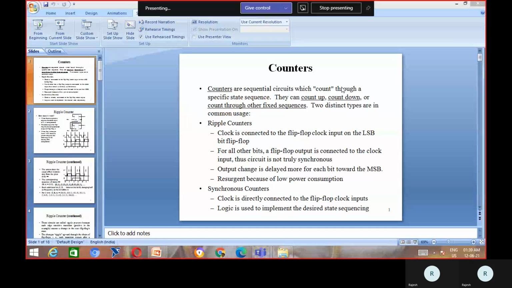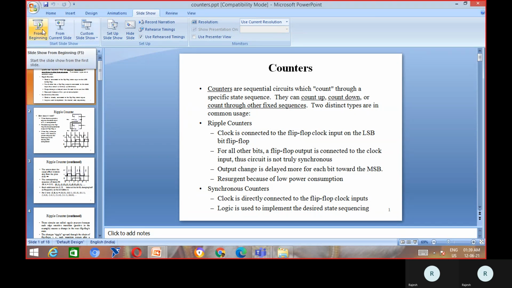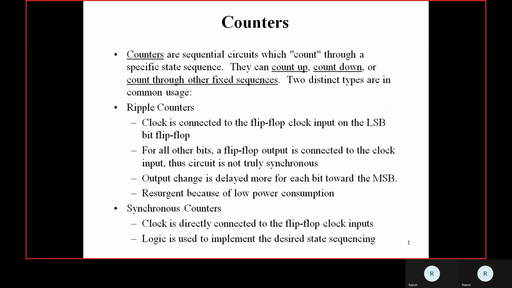We have come across so many subsystems, combinational circuits and sequential circuits. In this class, we are to go for designing of counters. So first we'll start with counters. We'll define a counter. So what is a counter?